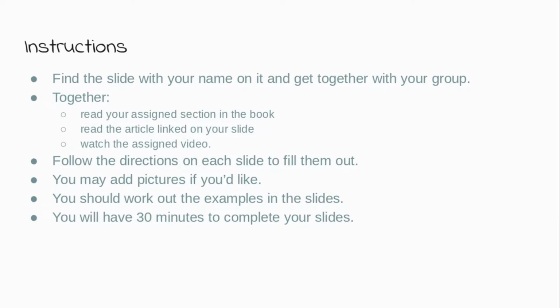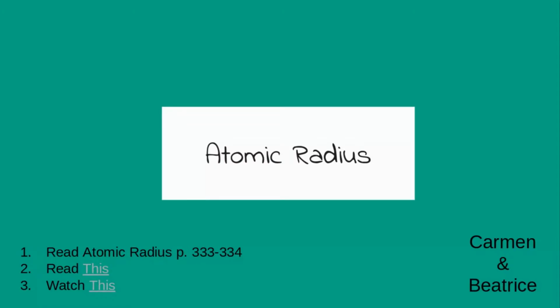Each slide will tell you what information is required. You can add pictures if you'd like. Just make sure you cite all the sources that you use. You can do that directly on the slide by linking it or putting it in the comments at the bottom. And then there should be some examples, but you should work those out on your slides. You're going to have about 30 minutes in class today to do this. This is from a previous year, but you'll see something like this.